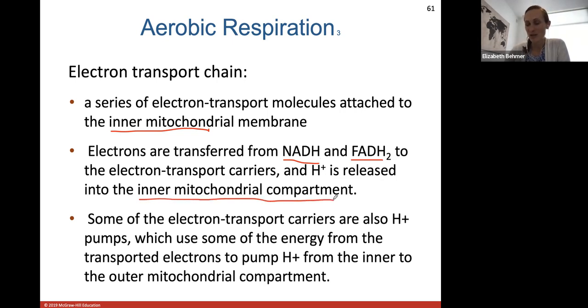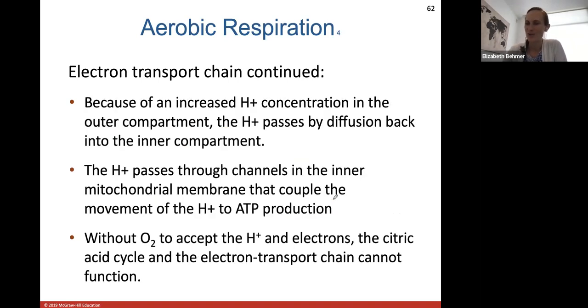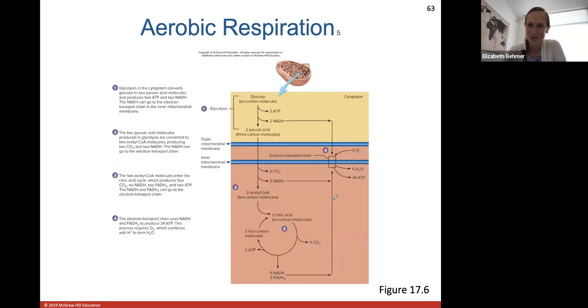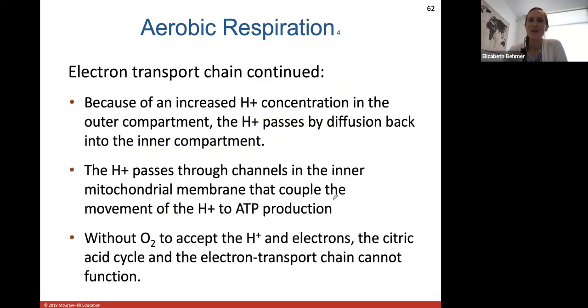Some of these electron transport carriers are also hydrogen pumps, and they use the energy from transported electrons to pump hydrogen from the inner to outer mitochondrial compartment. And I think eventually we'll show you a little picture here. Because we have more hydrogen in this outer compartment and less in the inner compartment, the hydrogen will pass through a channel that couples the movement of hydrogen to produce ATP.